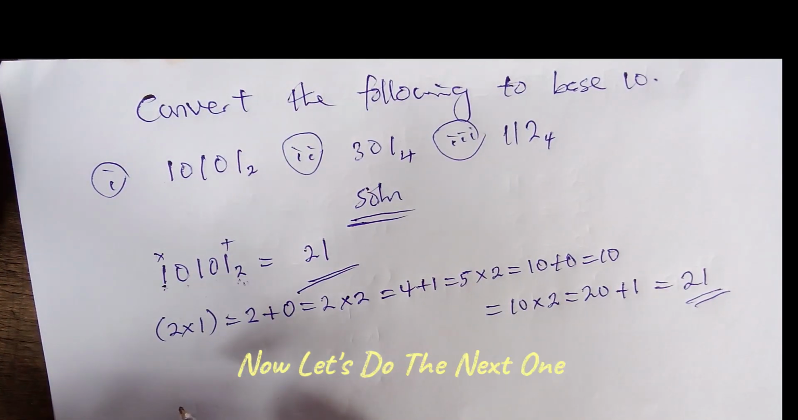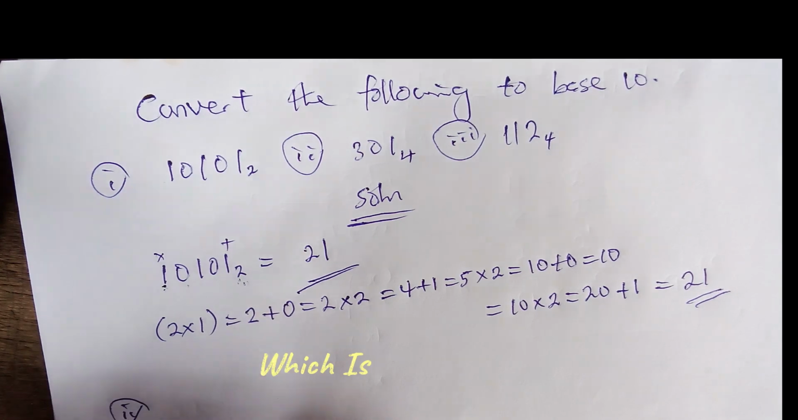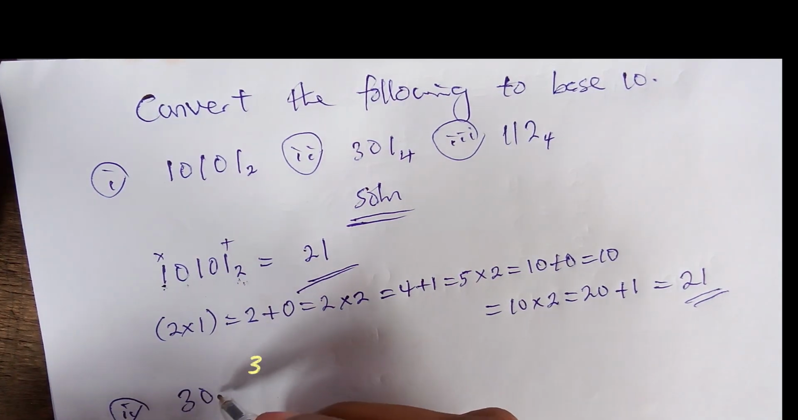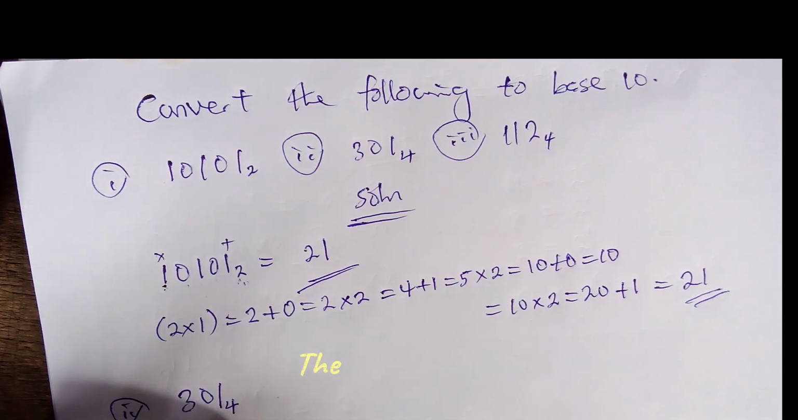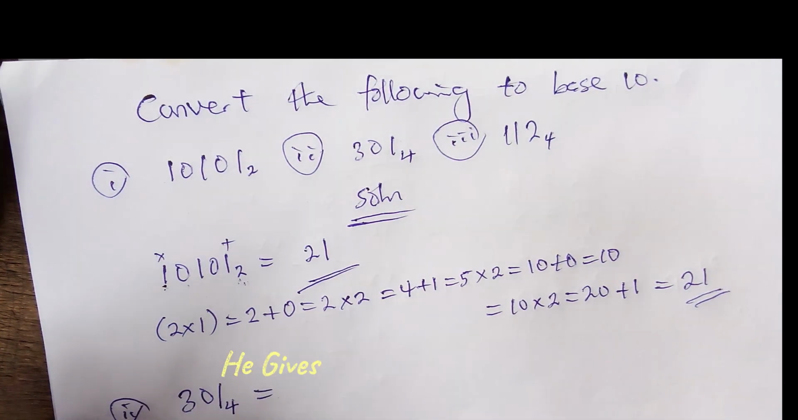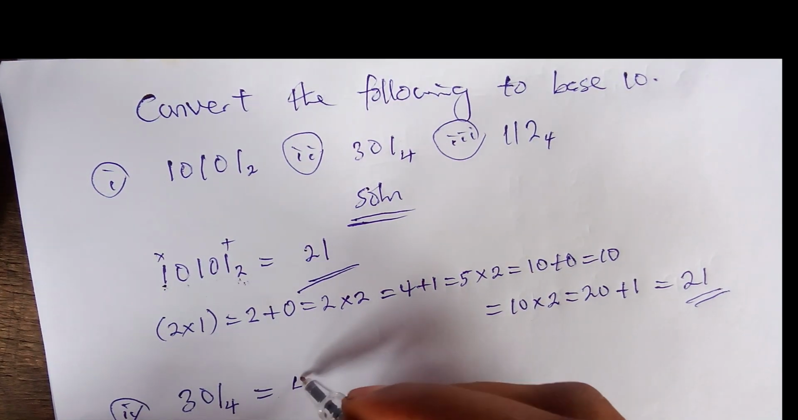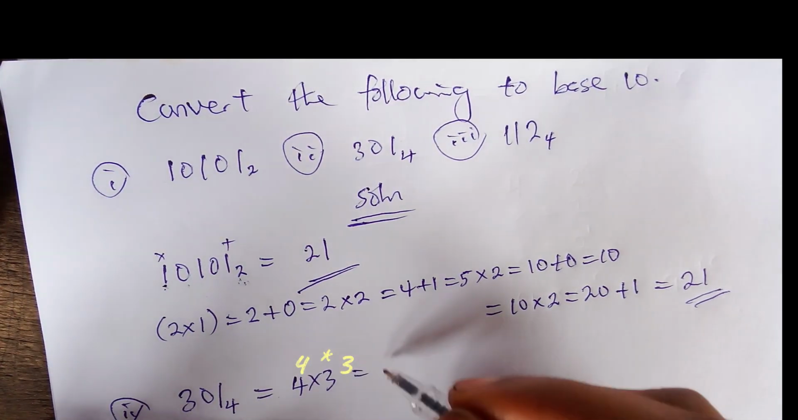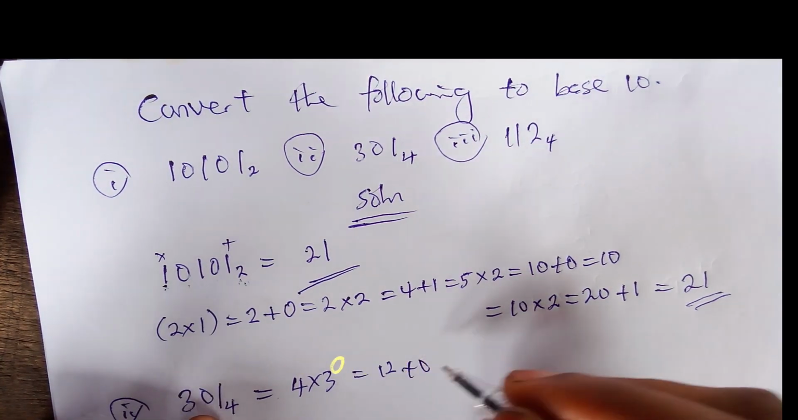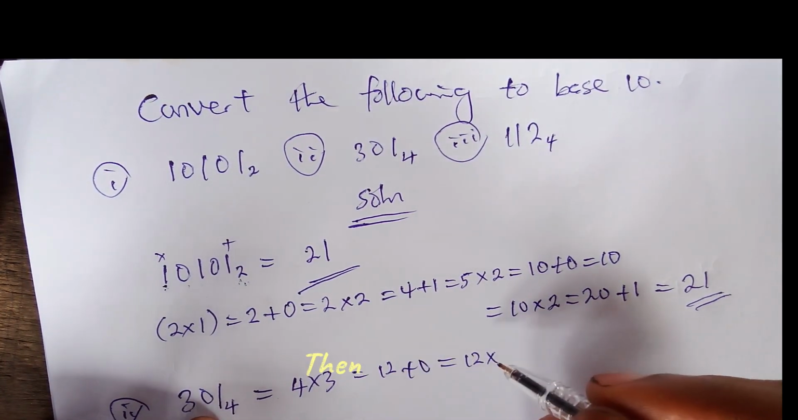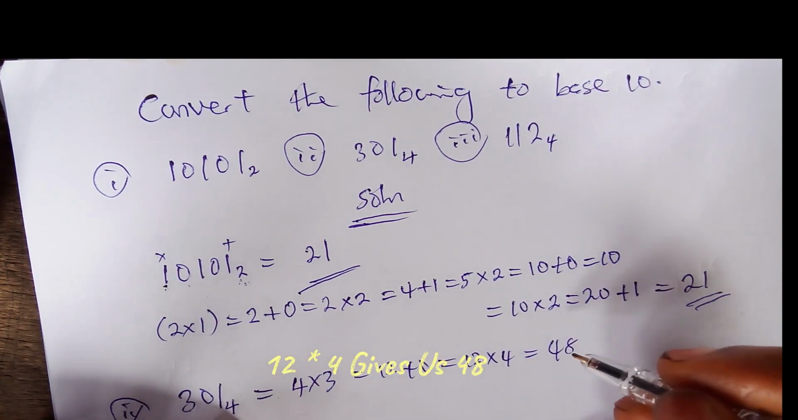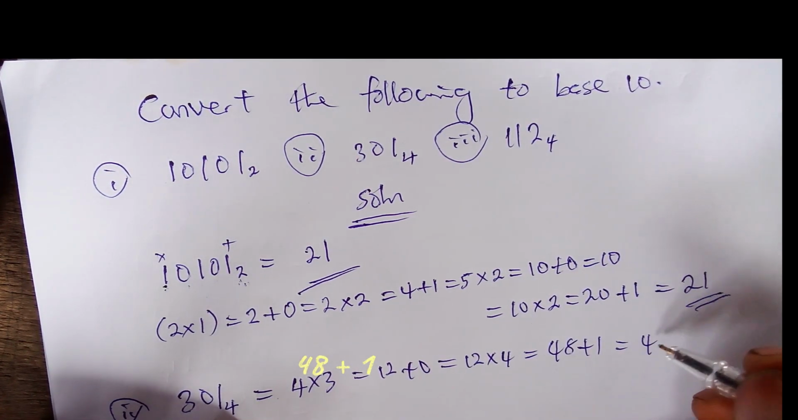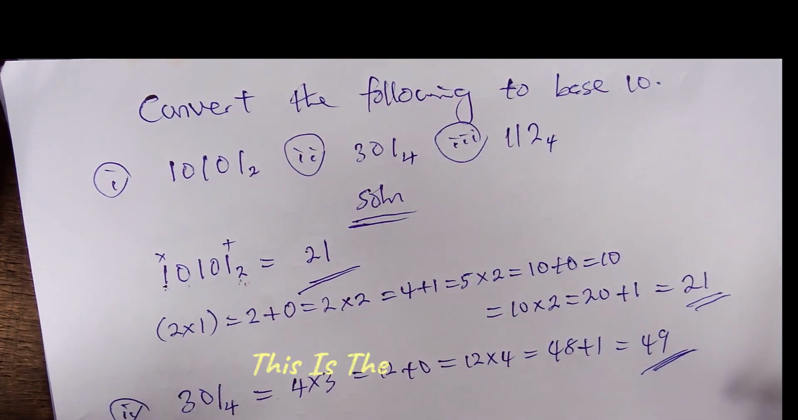Now let's do the next one, which is 301 in base 4. It follows the same process. 4 times 3 gives us 12, plus 0 is still 12. Then 12 times 4 gives us 48. The 48 plus 1 gives us 49. This is the final answer.